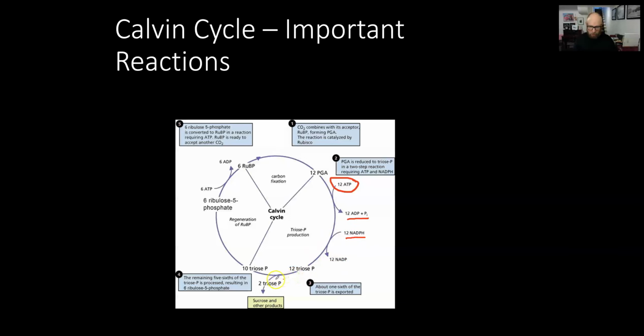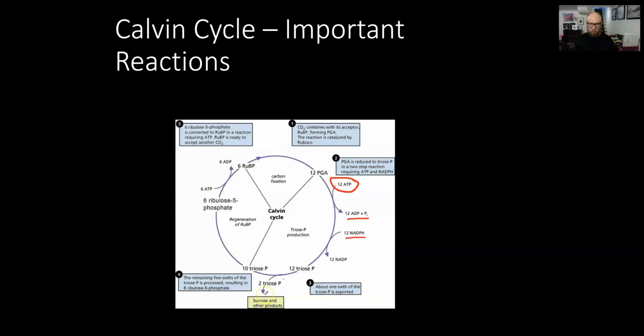The product that comes right out of the Calvin cycle is a triose phosphate, but those then get put together into a glucose molecule. And so as I mentioned before, what I want you to remember as far as a product of the Calvin cycle is these simple sugars, all right?